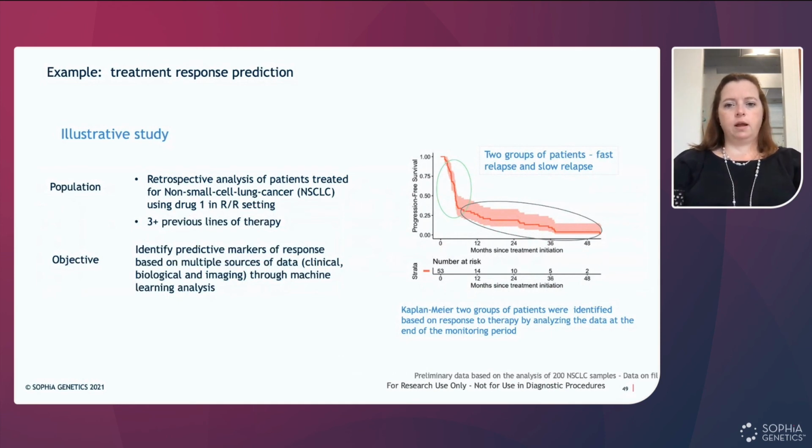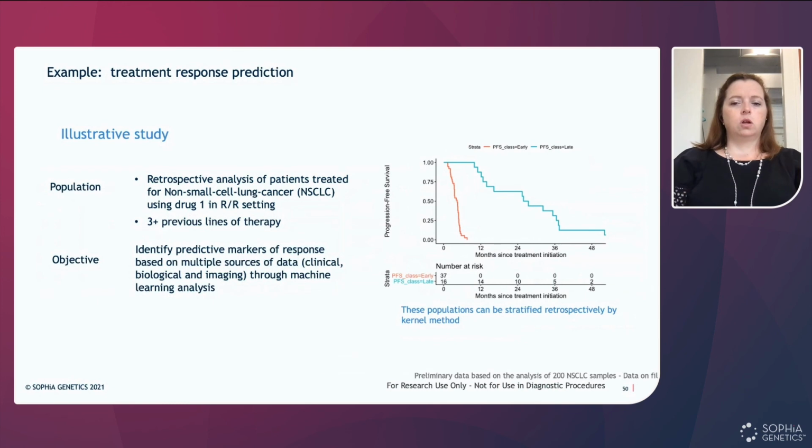We have on the right a plot. It's a Kaplan-Meier plot that shows approximately 200 patients in this cohort and how these actually segregate. We're starting to see 2 groups. We see a fast relapse and a slow relapse. What happens if we look at that a little bit differently? What happens if we look at that data in a kernel method and we're able to stratify these patients immediately based upon those multiple sources of clinical information?